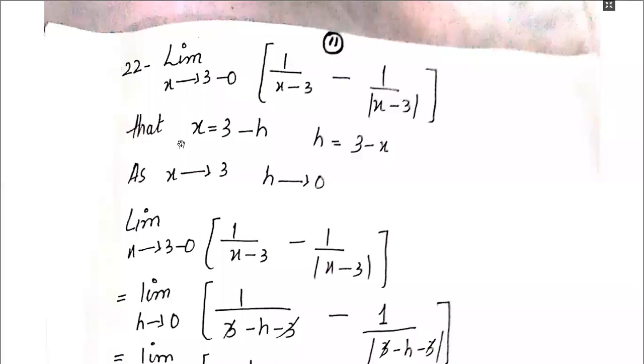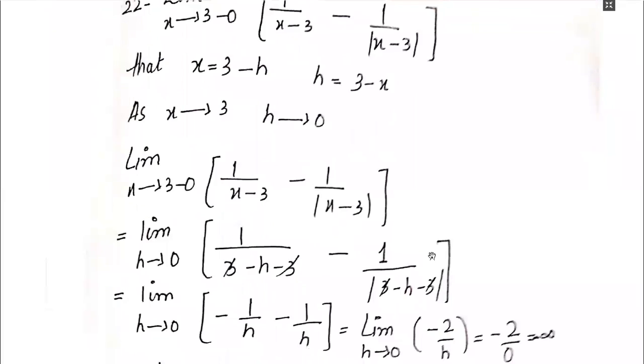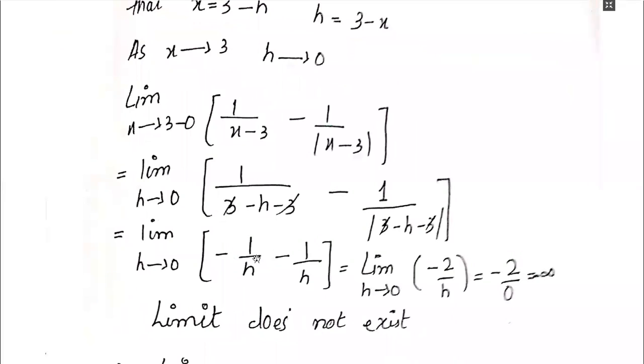Now x equals 3 minus h. Then the original limit is x tends to 3, then h tends to 0, because here you apply 3, 3 minus 3 is 0. Now this original problem equals limit h tends to 0, in place of x put 3 minus h, again here 3 minus h, and solve this. We get minus 1 upon h minus 1 upon h. It means this is minus 2 upon h. Apply limit h tends to 0. Minus 2 upon 0 is infinity.